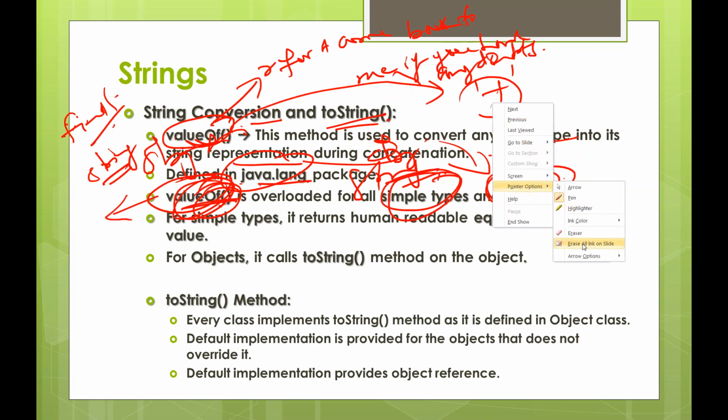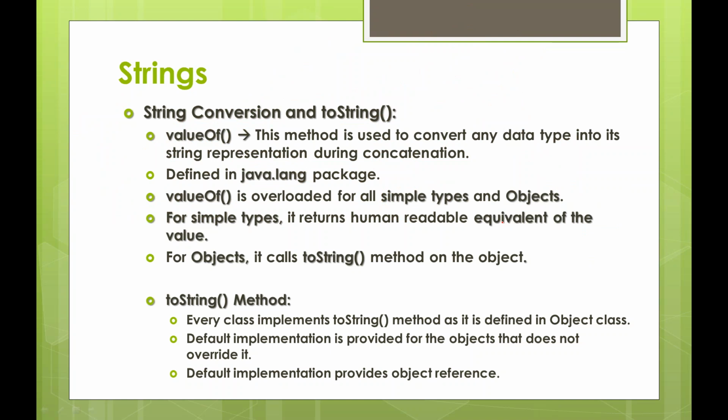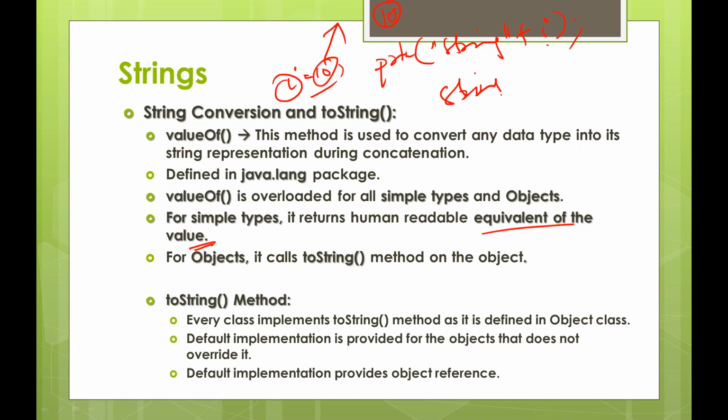Okay. For simple types, what does this return? It returns the equivalent value of whatever the type that you use. For example, for integer, if you have i and you try to print it, say for example println of string plus i, okay, i is 10. So the valueOf method is called, and the string representation of this particular value, that is 10, will be returned, and that is appended to the string. It will become string 10.